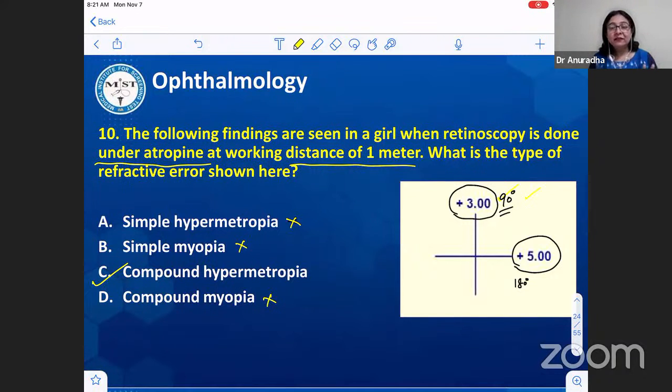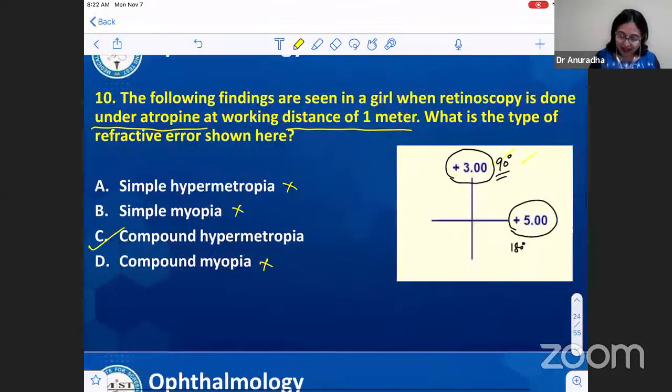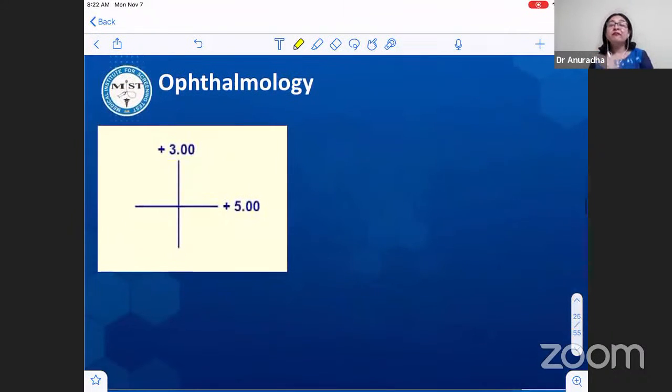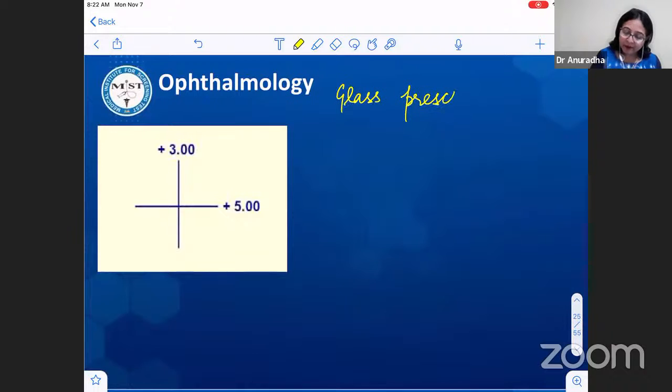If it is neutralized by plus lens, then it is hypermetropia. If it is neutralized by minus lens, then it is myopia. Okay, and supposedly, beta, you have to convert this retinoscopy into your glass prescription. So how will you convert this into your glass prescription? This was a question in the last exam, beta. So let's do it here.